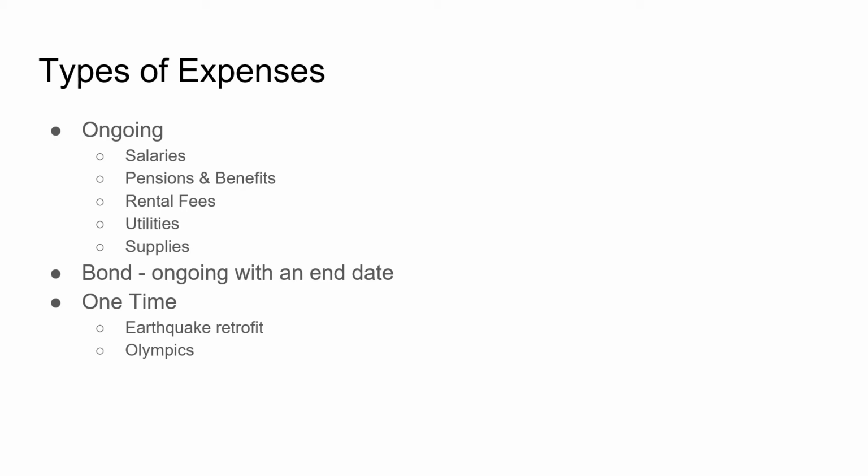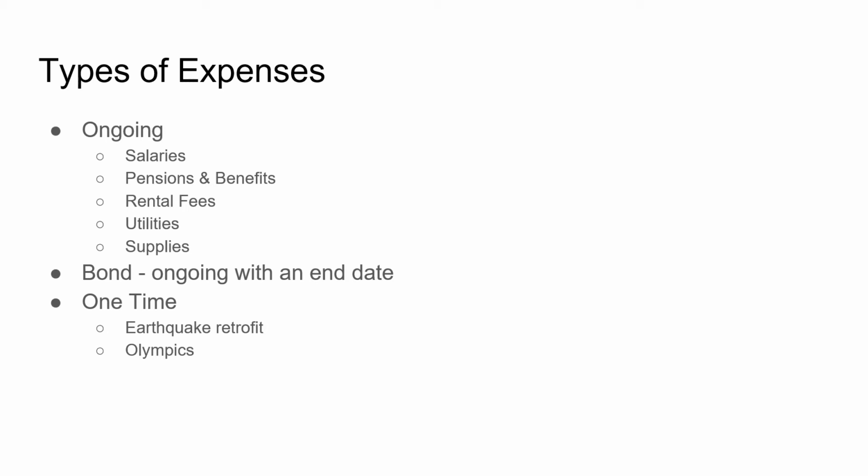Then there are bond payments. Because most cities have balanced budget requirements, the one way that they get around this for capital projects is to issue a bond, which they then have to pay every year until it's paid off. So it's not ongoing in the same way that you will never pay off all of the salaries. And then there are one-time expenses.